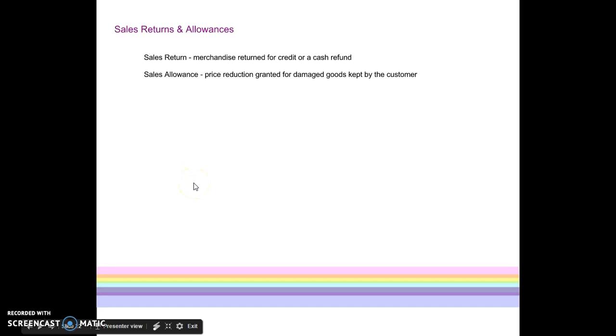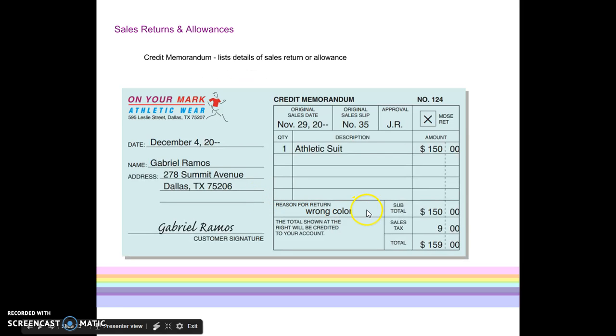Sales returns and allowances. Anytime that we have a sale of merchandise to a customer, there is a possibility that it might be returned to us. So sales return is going to be merchandise returned for credit or a cash refund. Now, a sales allowance, which is different, is a price reduction granted for damaged goods kept by the customer. So we might have discounts or price reductions based off damaged goods, or we might have an all-out return. Either case, these have to be transacted and they have to be accounted for.